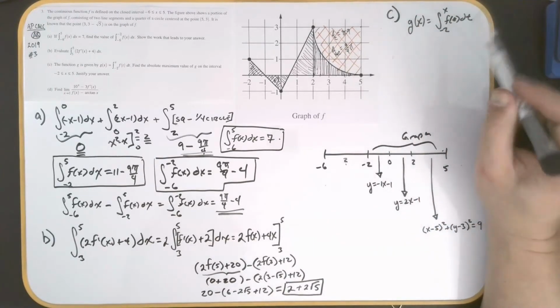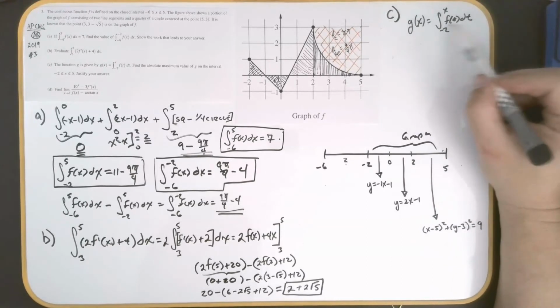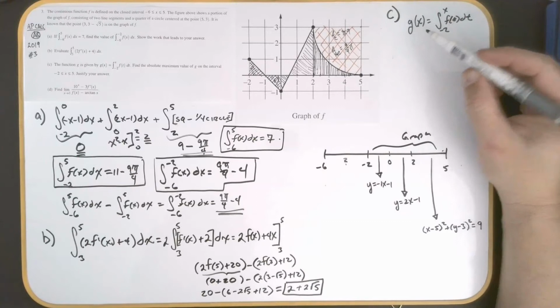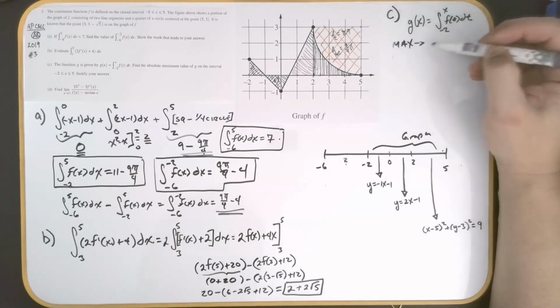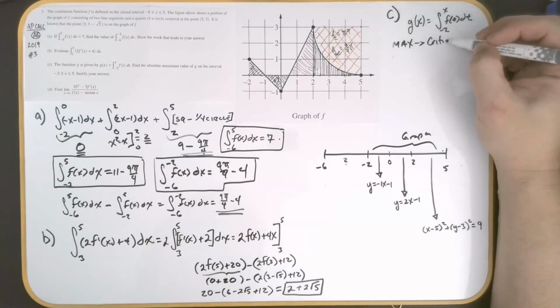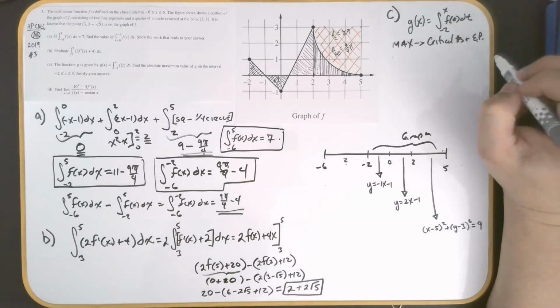What they're asking for is the absolute maximum of g. So I don't really care what it equals over here. If you want to know maxes and mins, and this one they want the absolute max, you want to think the following. Absolute max is critical numbers and endpoints. I'm just going to put critical numbers and endpoints.